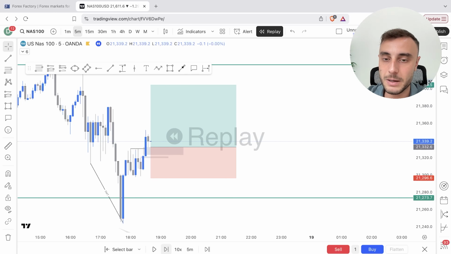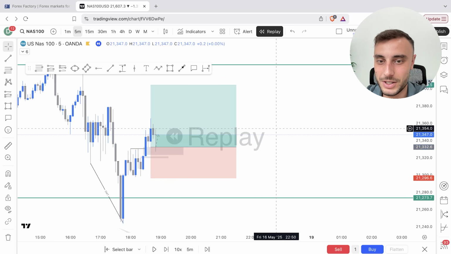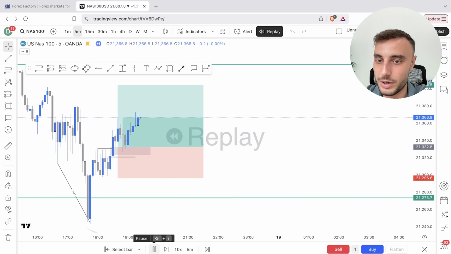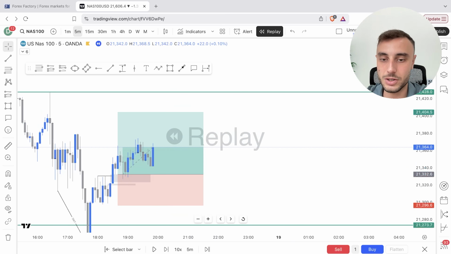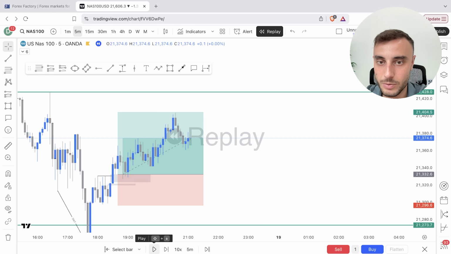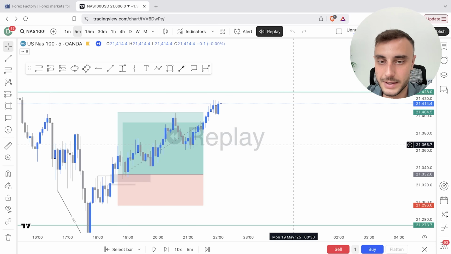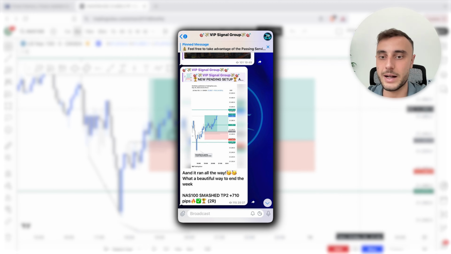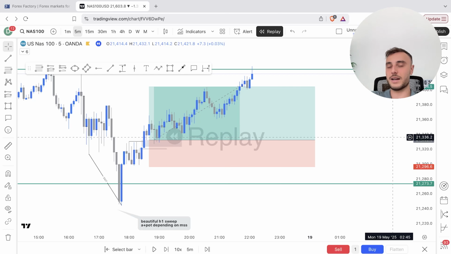And now let's play the price. We can see that initially it missed it, and then it tapped the VBG. I think it had a beautiful reaction to it, and price went all the way and smashed the TP right there. Okay, so once again, with the help of the SMT divergence, I was able to capitalize on this setup, risk more, and maximize my profits.